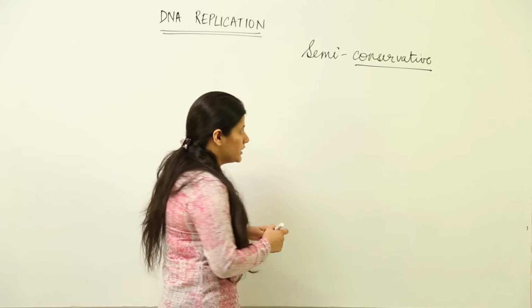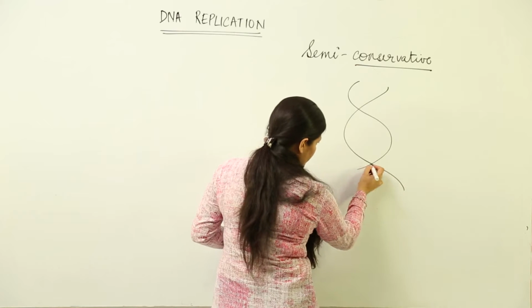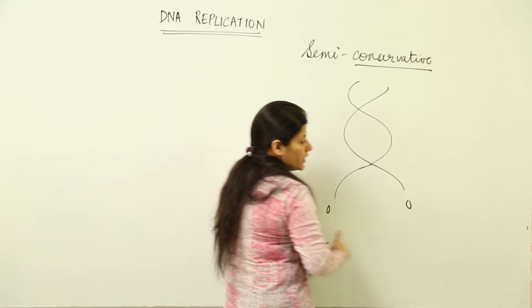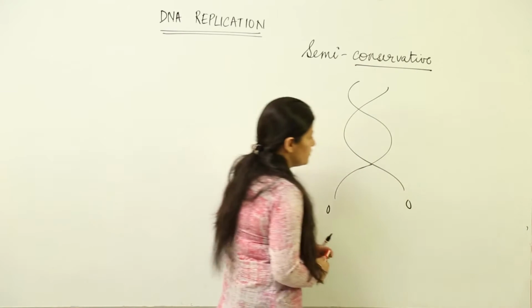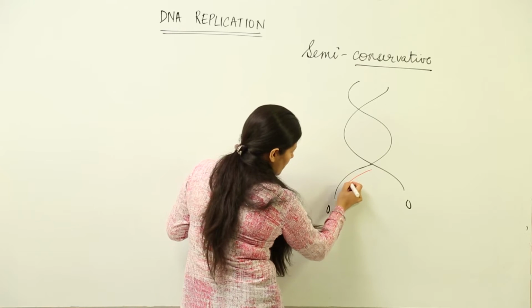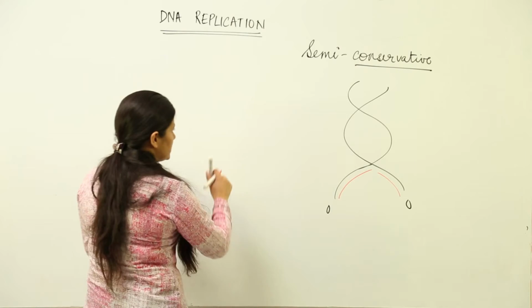I am just giving you an idea. Supposedly this is your DNA, alright. This is an old strand, this is also an old strand. The new DNA that would be formed out of it will be in such a way that a new complementary strand for the old strand is synthesized. This is just an idea, we will get into details.